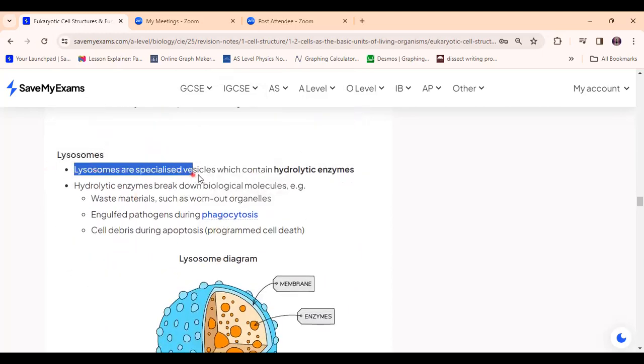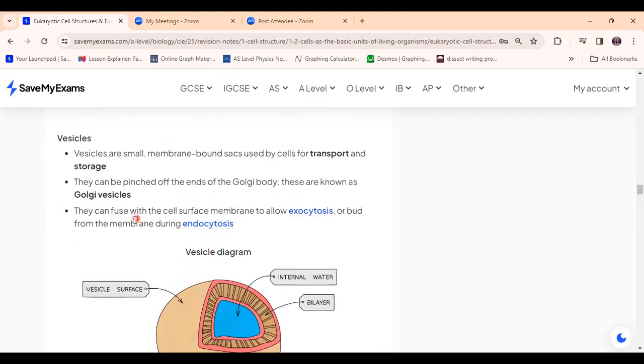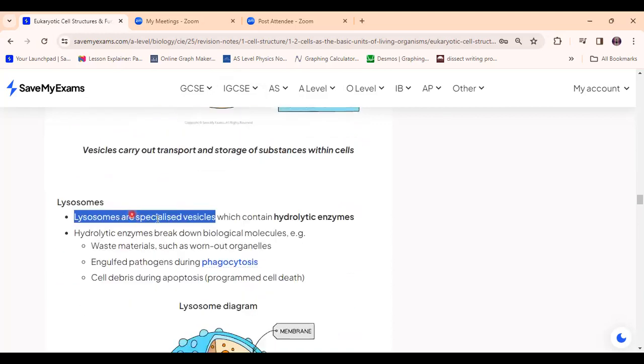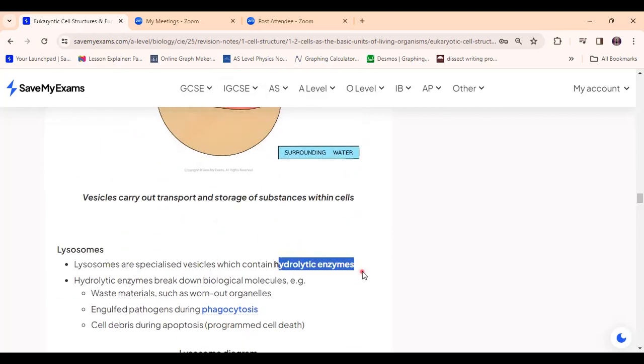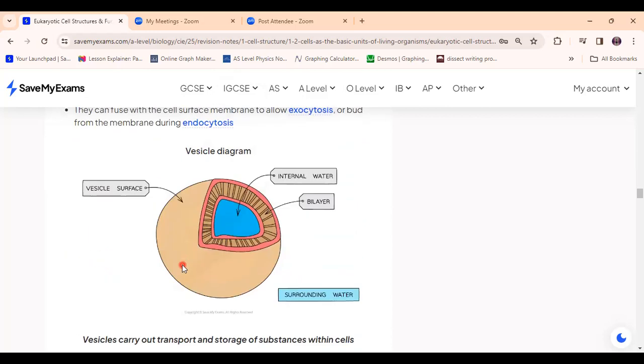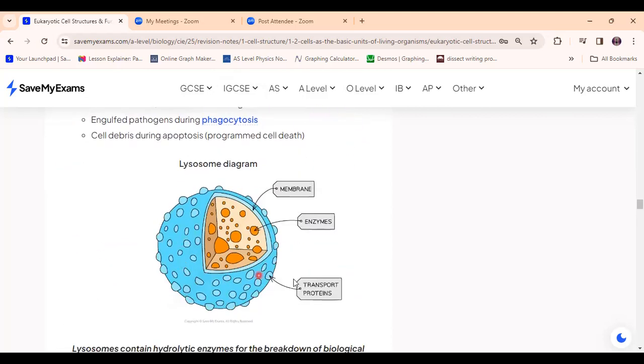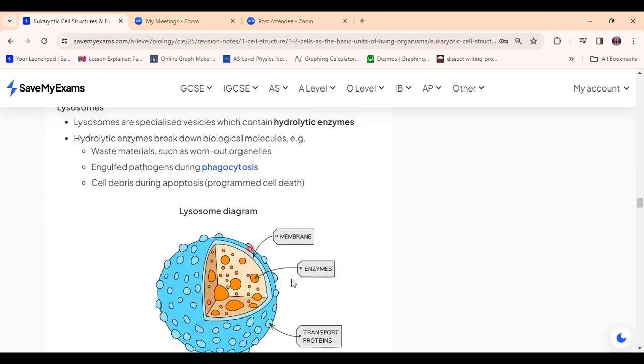Lysosomes. Now, lysosomes are specialized vesicles. They are vesicles as well, but more specialized because they contain hydrolytic enzymes. Now, the fact that they contain hydrolytic enzymes means that of course, they cannot be made from just the normal cell membrane phospholipid bilayer. They are made from different materials.